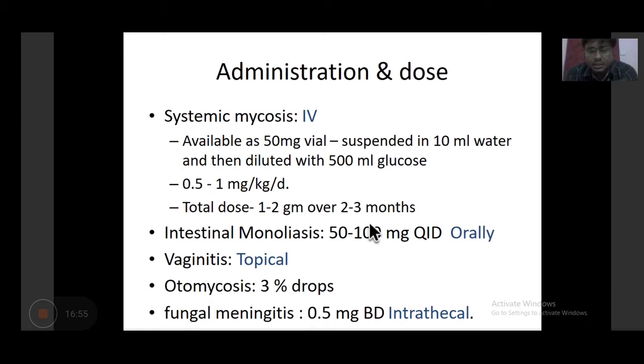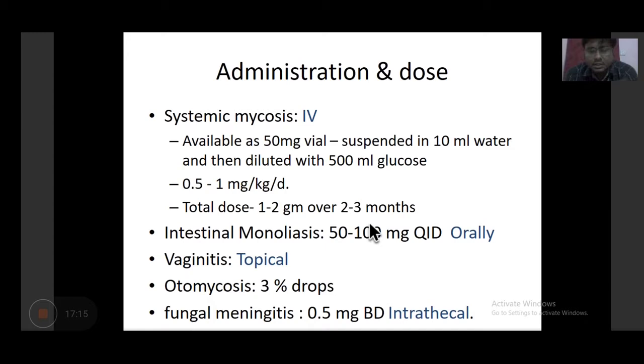Then topically it can be used for vaginitis, that is the infection and inflammation of the vagina because of the fungus. Otomycosis, the fungal ear infection, so some 3% concentration ear drops are available. And then in meningitis as well, it can be used by the intrathecal route.